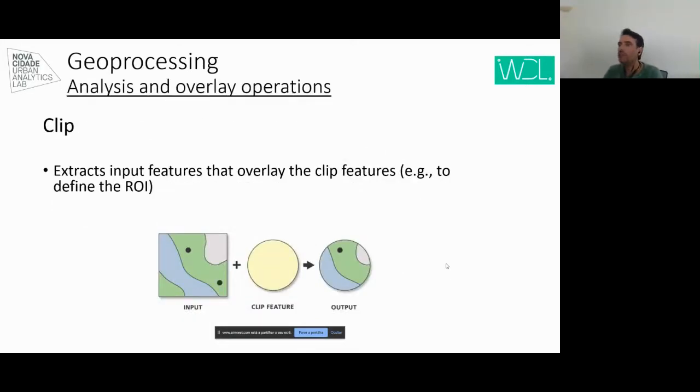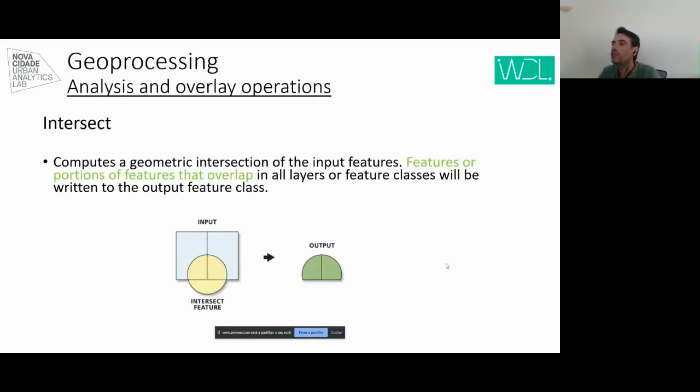An operation clip extracts input features that overlay the clip features. For example, you can use this tool to define the region of interest, where you have an input data, you have a clip feature, and using clipping, you can retrieve only the data that you want for a certain study area, for example. You have also the intersect that computes a geometric intersection of the input features.